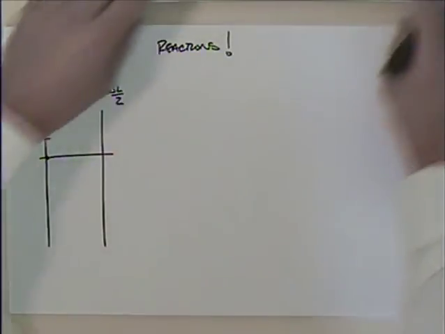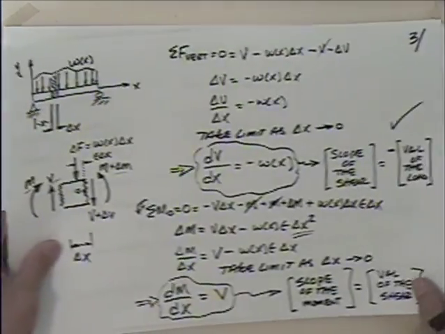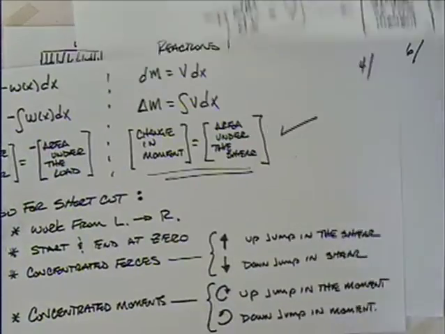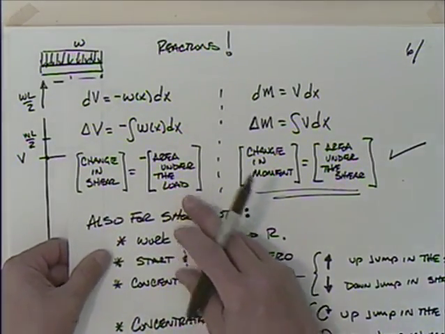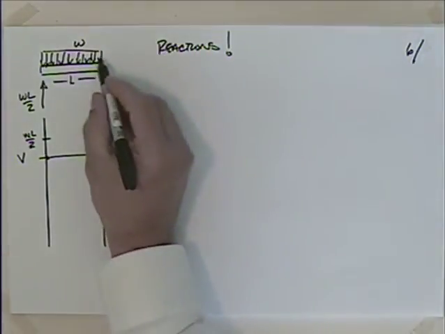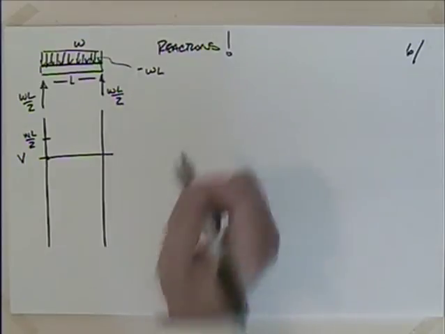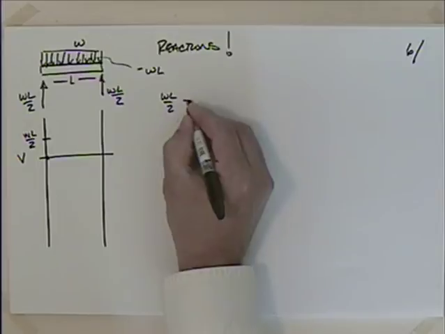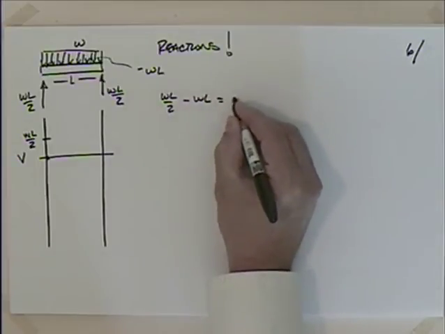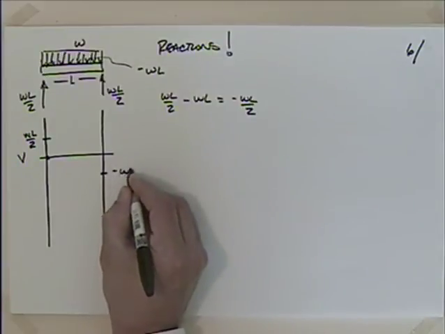Well, we've got some load under there. We better take that into account, right? What's it say? That the change in the shear is equal to minus the area under the load. What's the area? W times L. Put a negative sign in front of it, right? So if I am at WL over 2 and I subtract WL, what does that give me? Minus WL over 2, right? So I'm down here at minus WL over 2.